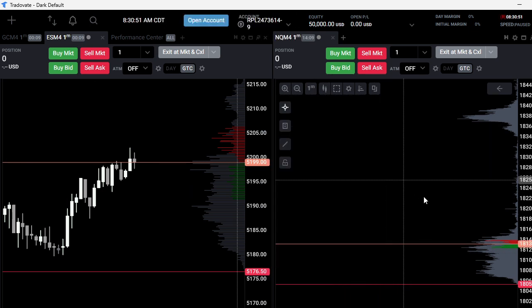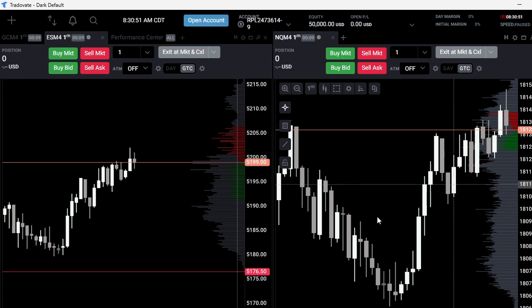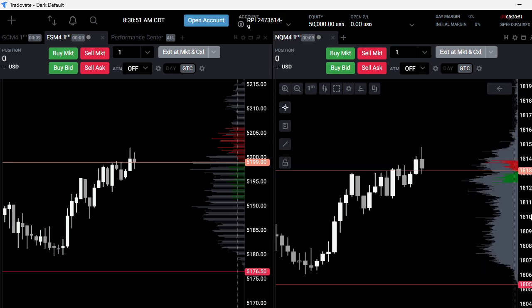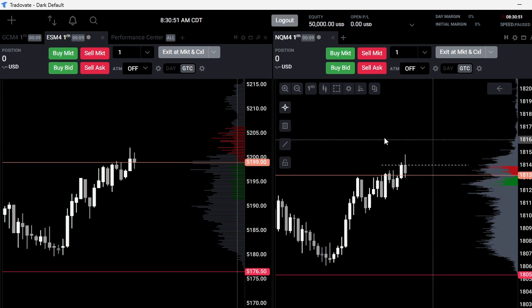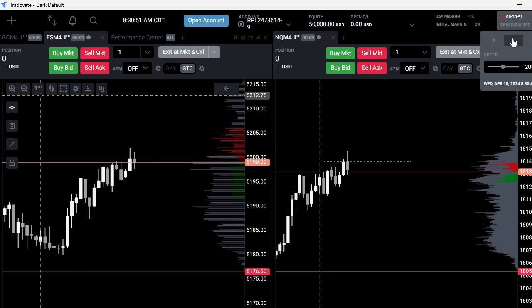So let me see. We're looking at the 1 minute chart right now, the NQ. I don't have a daily bias just yet because right now it looks like we're just accumulating. So I don't want to really fall in too much. I don't really have a say so just yet.